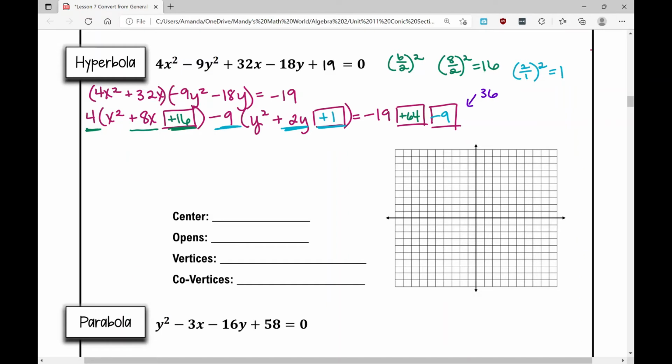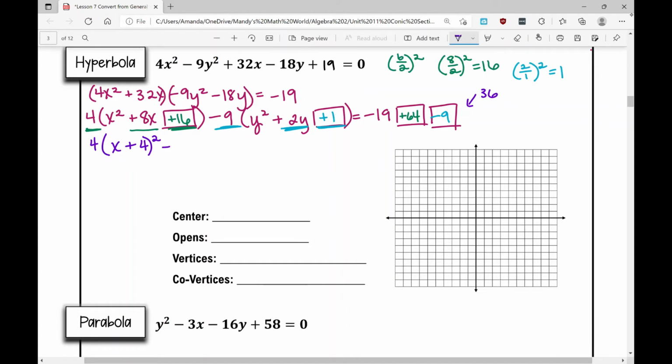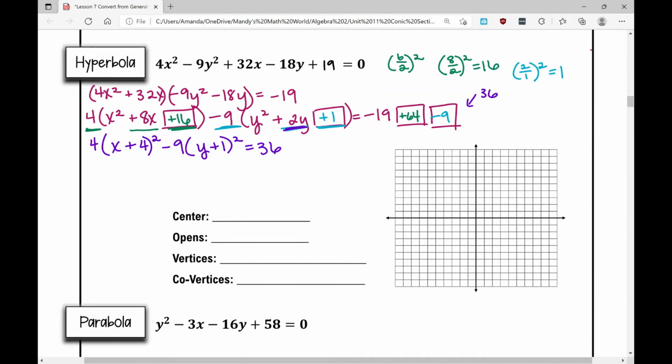What I'm going to do is factor these perfect square trinomials. So I'm left with 4 times, how does this perfect square trinomial factor? It factors into this binomial squared, right? I take half of that b. Minus 9 times y plus 1 squared equals 36. Now, I know this is a hyperbola. The equation for a hyperbola, when I'm graphing it, needs to be set equal to 1. So I need to divide everything by 36.